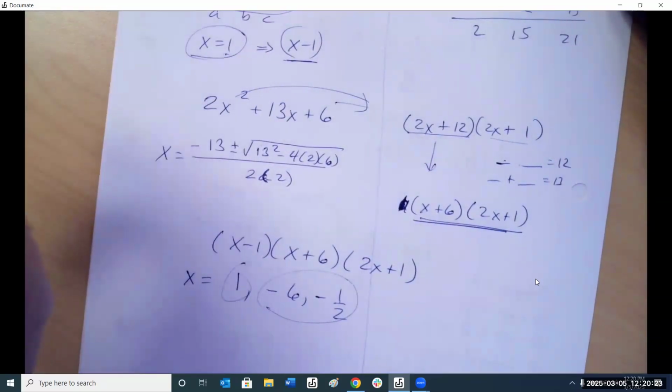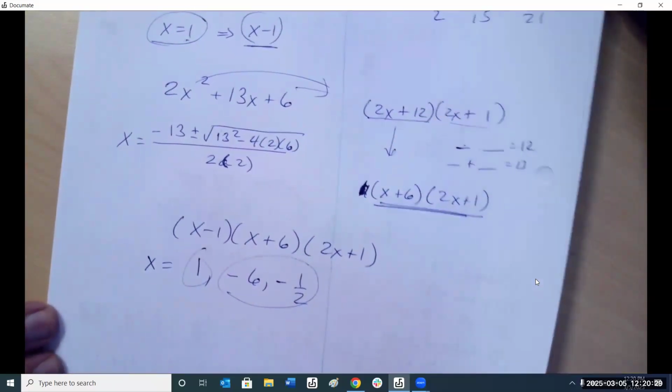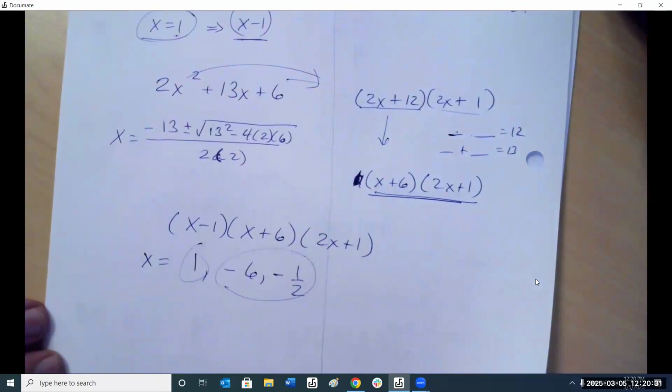Where's the next example? Anybody lost yet? I'm trying not to.